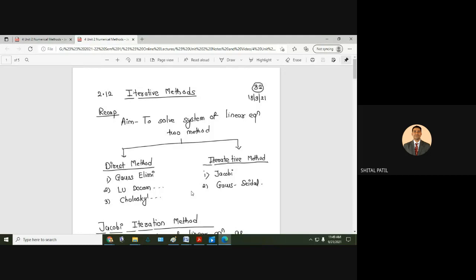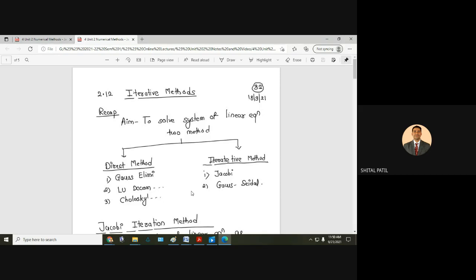So to solve the system of linear equations, two methods are there. One is a direct method. Inside the direct methods, we studied three types: Gauss elimination method, LU decomposition method, and Cholesky's method. Whereas in the iterative methods, we get an answer in every step, and in the next step our aim is to improve the answer. So two methods are there: one is Jacobi method, and the second is Gauss-Seidel method.